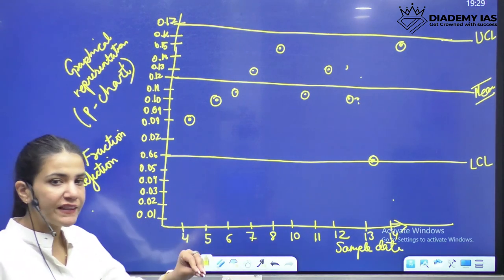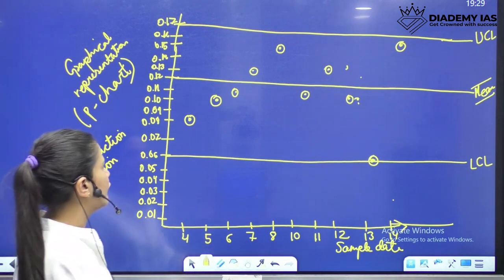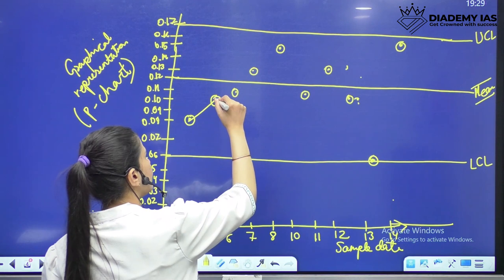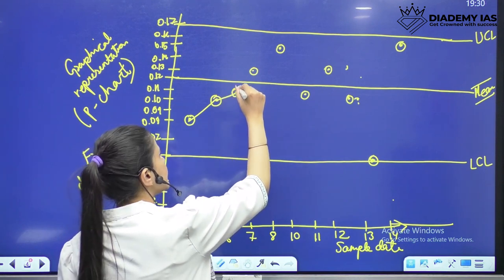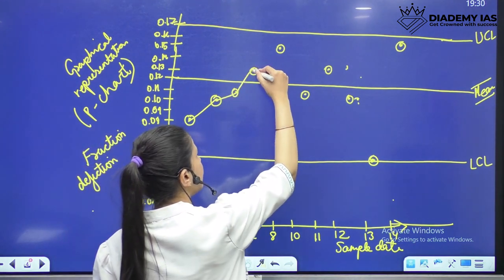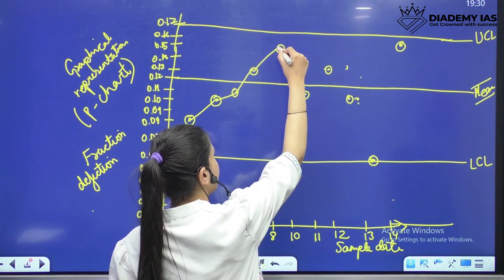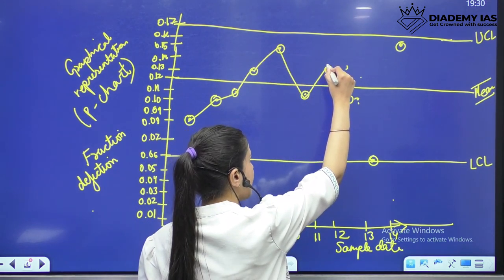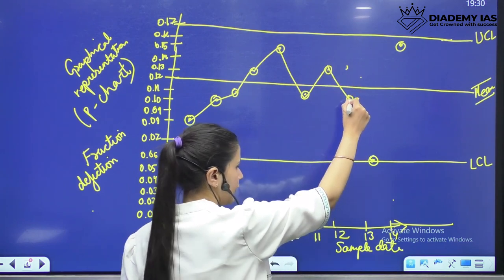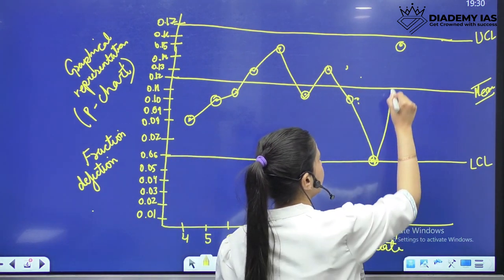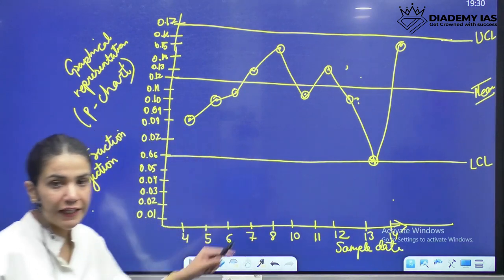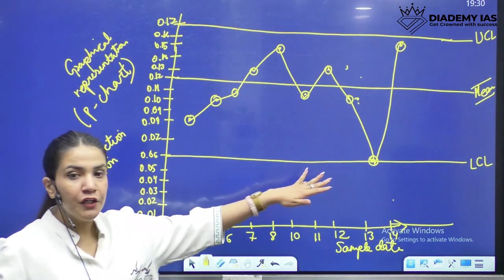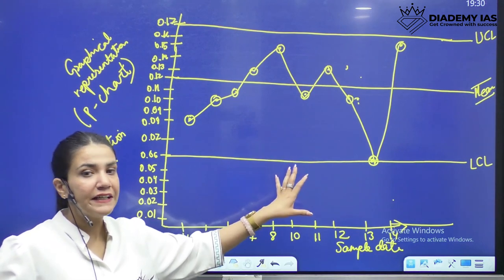So let's now join them and try to draw the line graph here. So it goes from 4th to 5th November, from 5th to 6th November, 6th to 7th November, 7th to 8th November, 10th November, 9th November, 10th, 11th November, 12th November, 13th, and then it goes to here. So if you can clearly see, the diagram is showing you that the process is definitely in control.